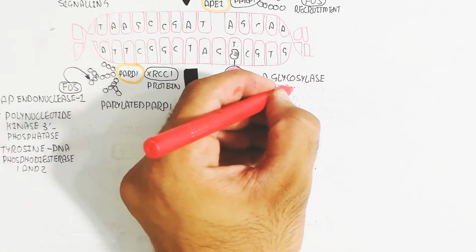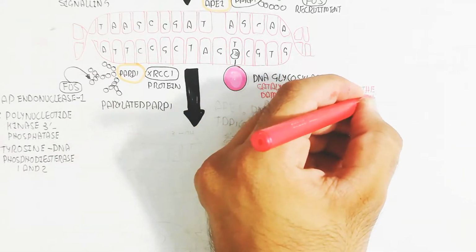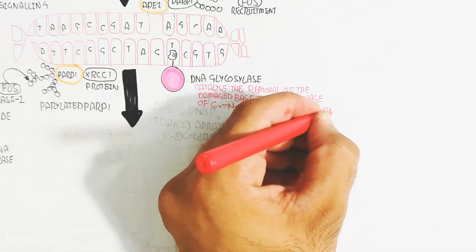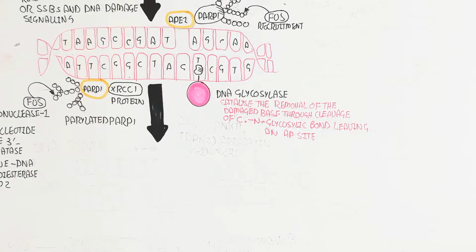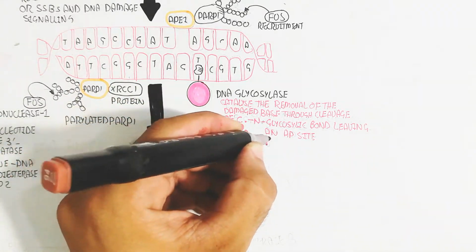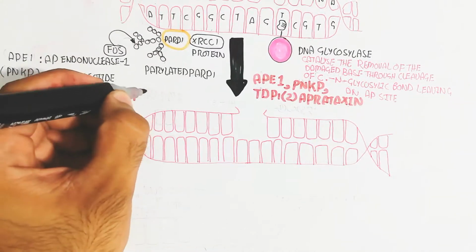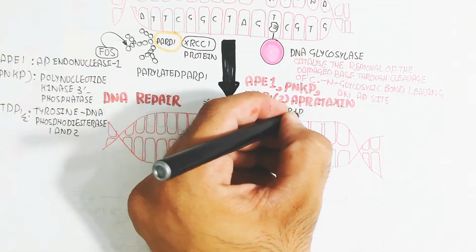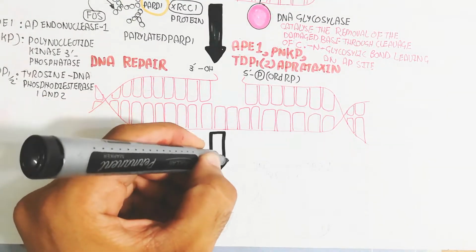Here you can understand this is a DNA glycosylase enzyme used to catalyze the removal of the damaged base through cleavage of the C-N glycosylic bond, leaving an AP site. AP site means the apyrimidinic or apurinic site. After this, APE1, the AP endonuclease 1, and PNKP, the polynucleotide kinase 3 phosphatase enzyme, and aprataxin are used, leaving the hydroxyl group on the 3' side and the phosphate group on the 5' side.